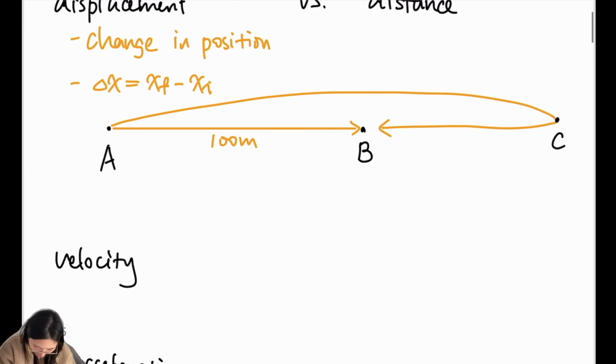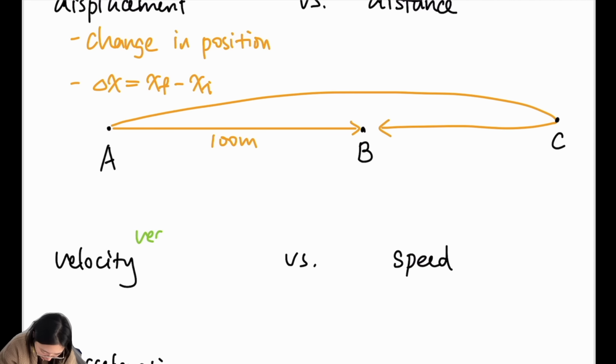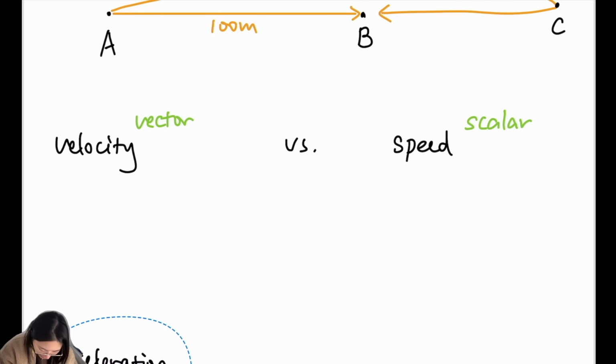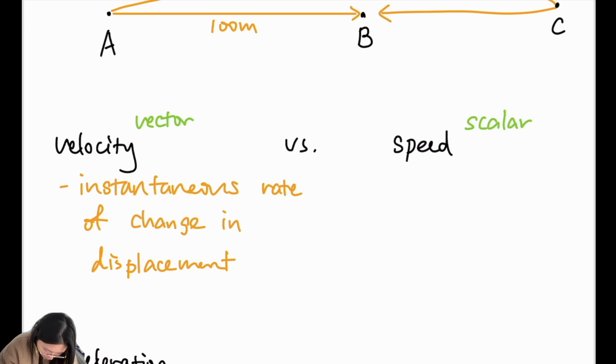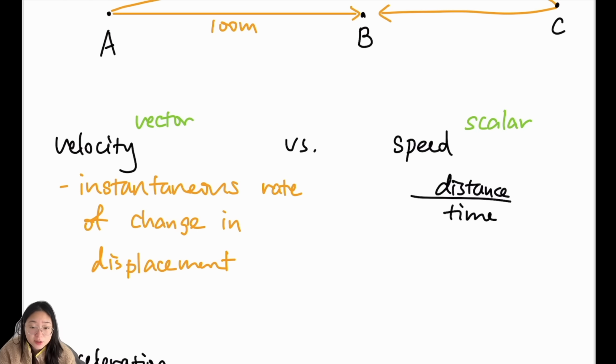Now I can try to compare velocity to speed, just like I compared displacement to distance. The velocity is the vector quantity, while the speed is the scalar quantity. And how I calculate the velocity is, it is the instantaneous rate of change in the displacement. So a lot of times when we calculate the speed, what we do is we take the total distance and then divide it by the total amount of time it takes. So we calculate the average speed.